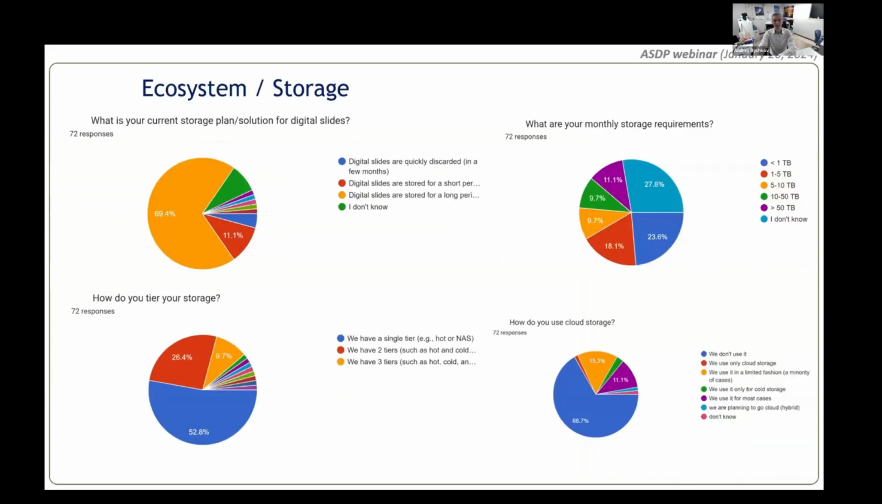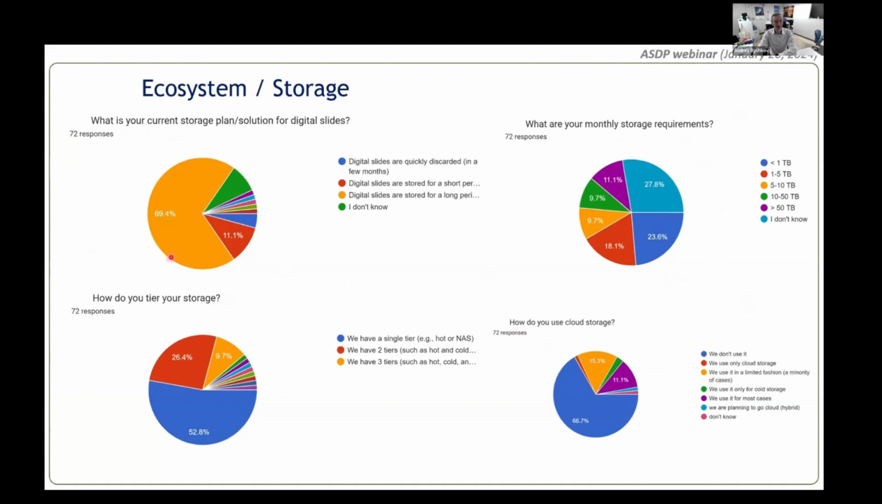Storage, another piece of the digital pathology pixel pathway. Most common storage strategy was to keep whole slide images for a long period, more than 1 year, and monthly storage requirements were actually highly variable, as you can see from this pie chart, because it really depends on the caseload in each laboratory, which has different capacity. But interesting that a quarter of respondents did not know this information at all.